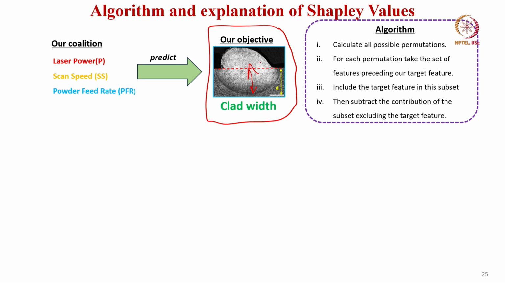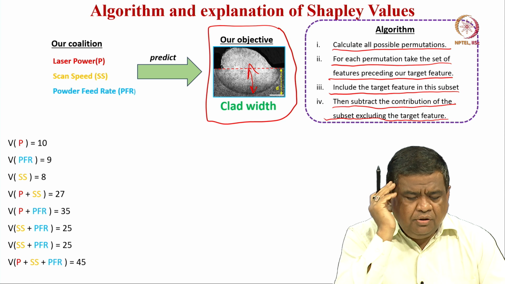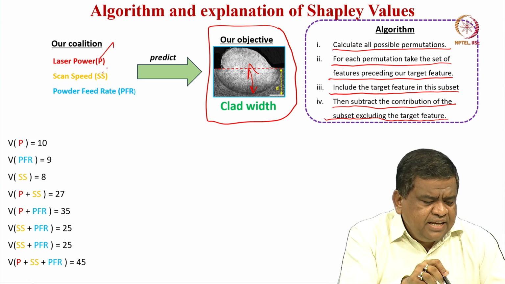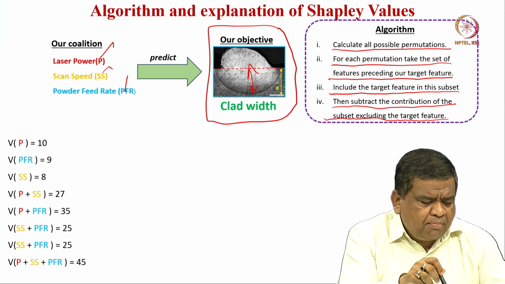So, what is the algorithm? The algorithm is to calculate all possible permutations. For each permutation, take the set of features preceding our target feature. Third, include the target feature in the subset. Fourth, subtract the contribution of the subset excluding the target feature. Now, these are the different values. So, P is power, SS is scan speed, PFR is powder feed rate.